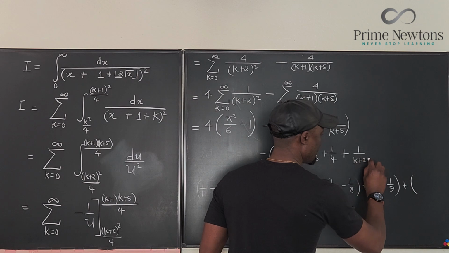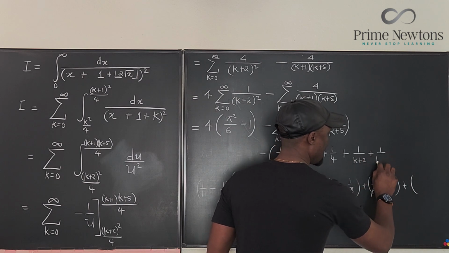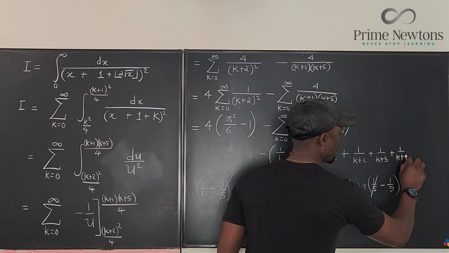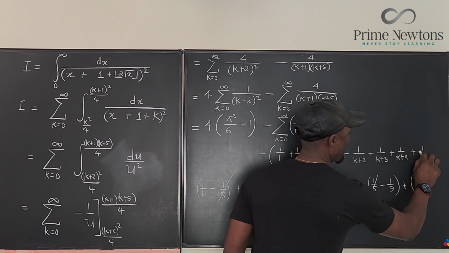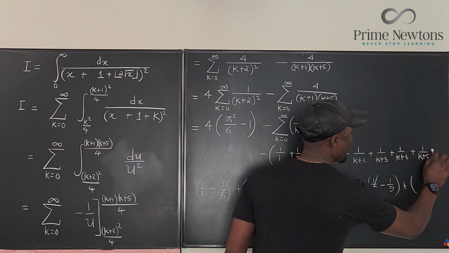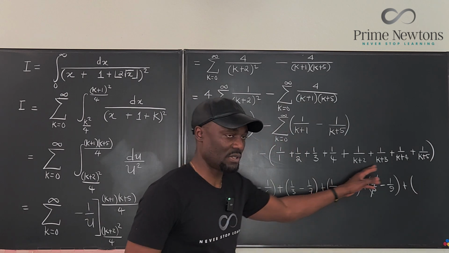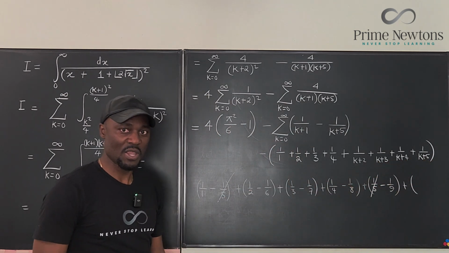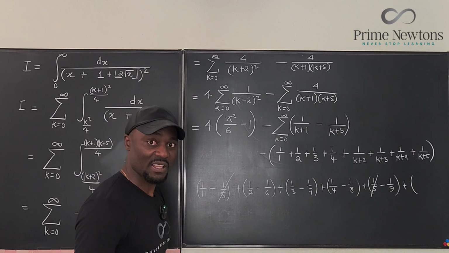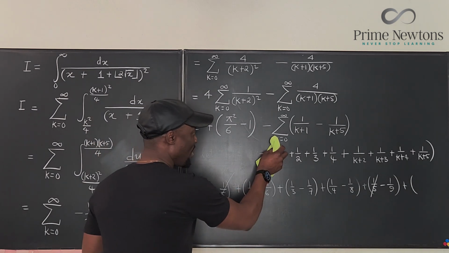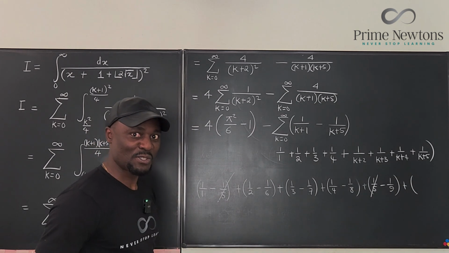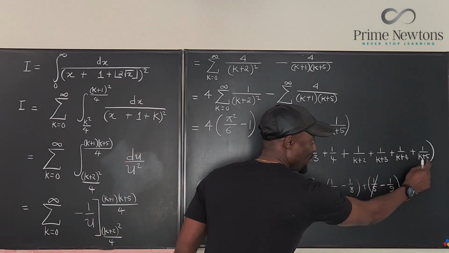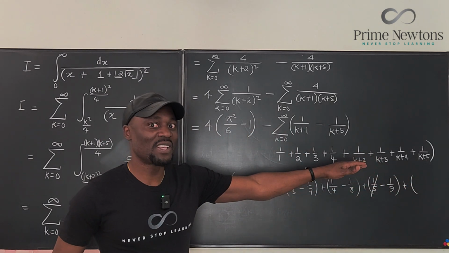Okay? So the last 4 are going to include stuff like this: 1 over k plus 2, plus 1 over k plus 3, plus 1 over k plus 4, plus 1 over k plus 5. These are the last 4 terms of this sequence. These are the beginning 4 terms. But remember, we're still taking the sum. But at this point, we're no longer using the sum expression. We just take the limit as k goes to infinity, because at this point, we're almost at infinity.